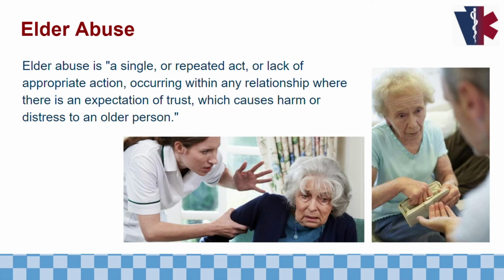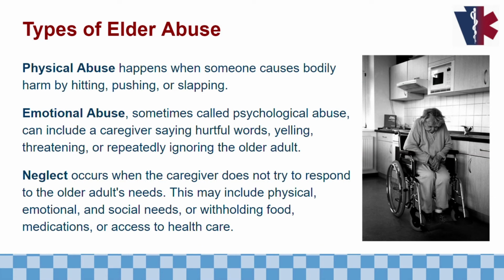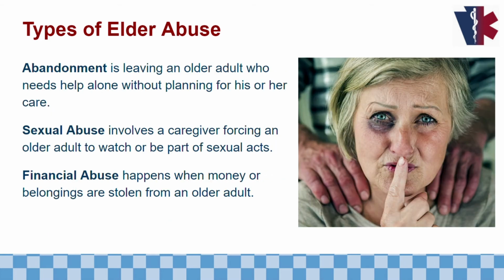Elder abuse is a single or repeated act or lack of appropriate action occurring within any relationship where there is an expectation of trust, which causes harm or distress to an older person. Types of elderly abuse can include physical abuse, emotional abuse, and neglect. Additional types of elderly abuse are abandonment, sexual abuse, and financial abuse.